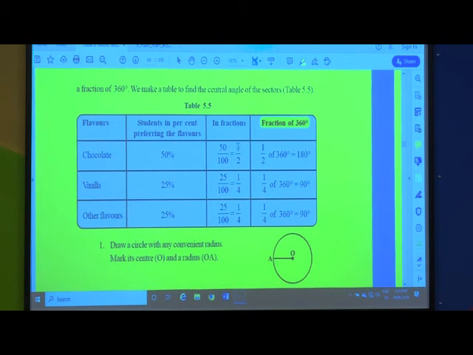Half is the fraction that we have got, half of what? Half of 360 degrees, because a circle on a whole is 360 degrees. Half of 360 degrees is how much? 180 degrees. Half of 360 is 180 degrees. 1/4 of 360 degrees is 90 degrees. Again, the remaining 1/4 is 90 degrees.